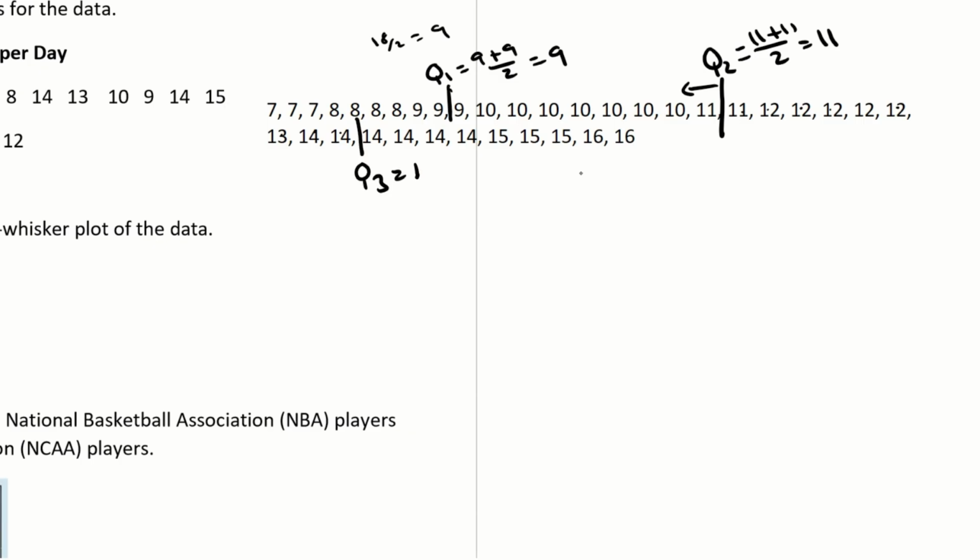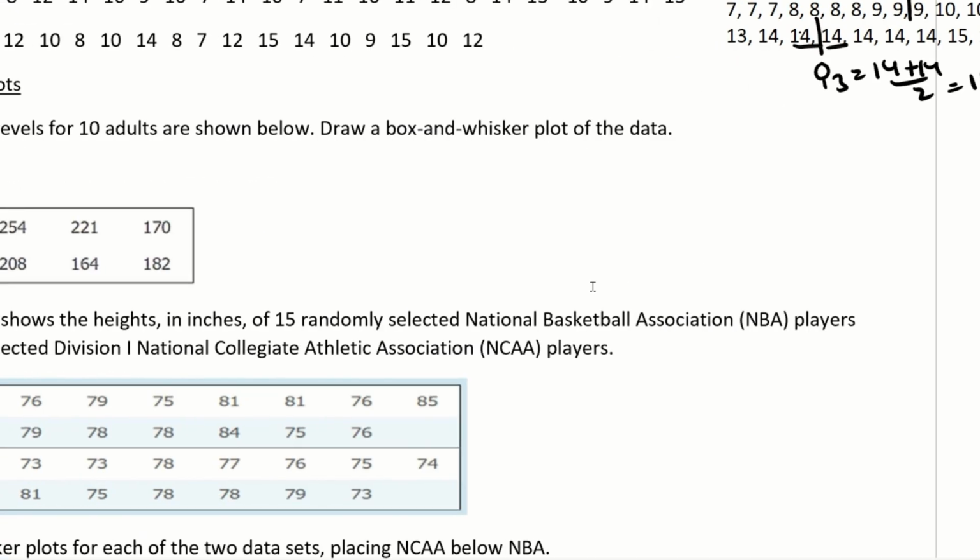On the right side, it's also between the ninth and the 10th number. That's your third quartile, so it's 14. You're adding these two numbers up, divided by 2. But again, it's just going to be 14, but I'm showing my work. All right, those are your quartiles for that.